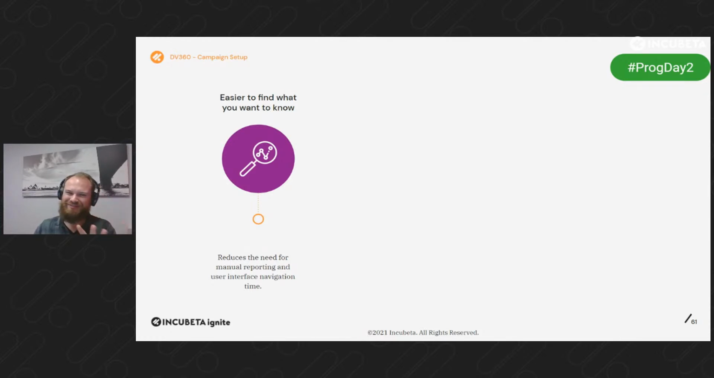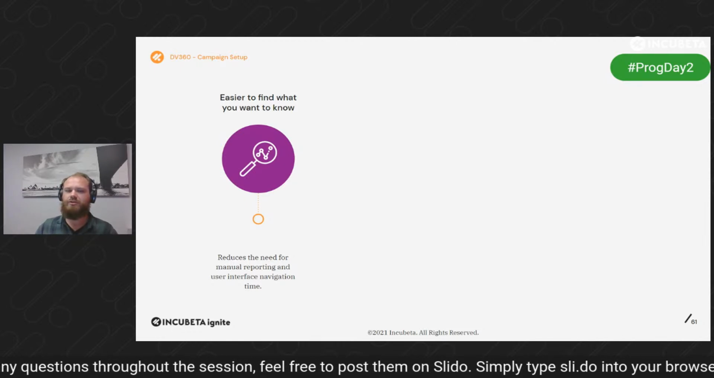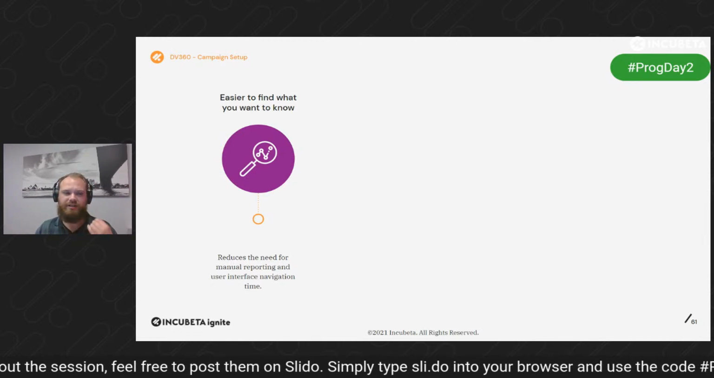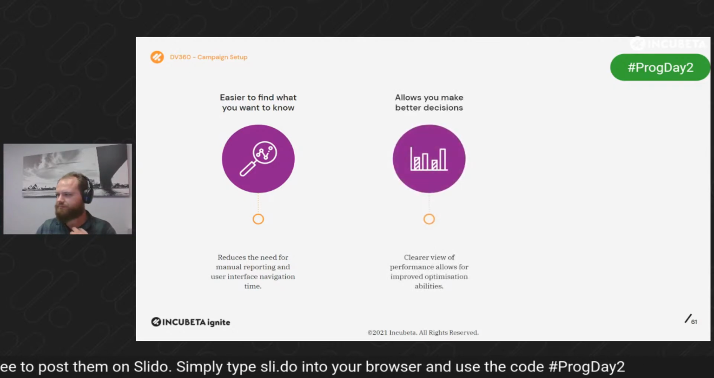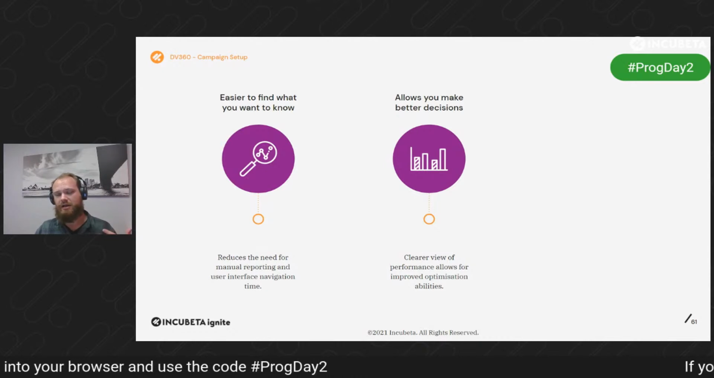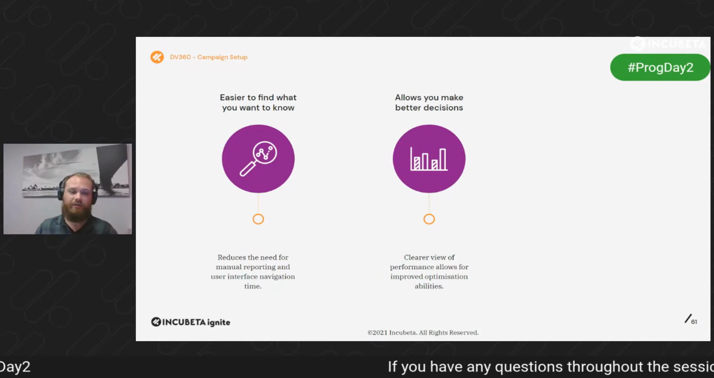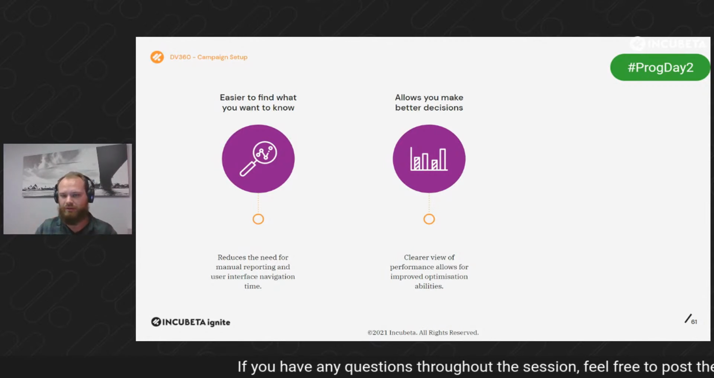Really focusing on those naming conventions again, I think it ties into this. It does reduce the need for manual reporting and reduces your navigation time in platform, because you understand where to look for things, what you're looking at, and how to find the rest of the campaign. So again, sticking to those naming conventions in that order is really important. It allows for better decision making when we're looking at an easily organized and set up campaign. That way, it's easy for us to gain our insights and actually build on them.